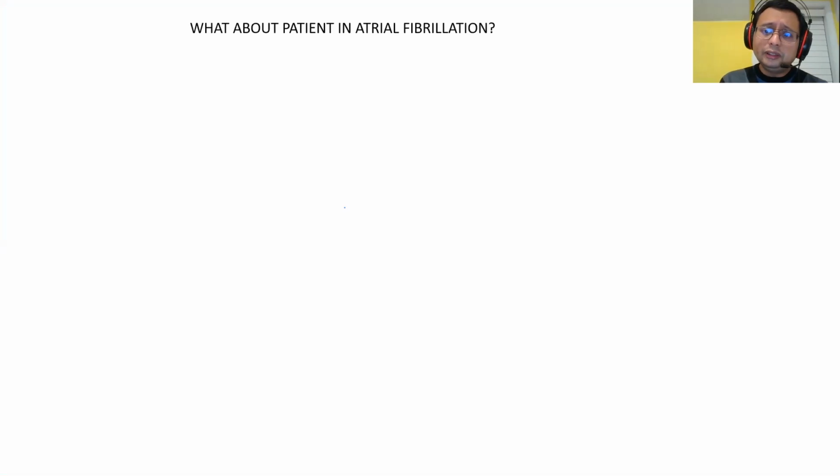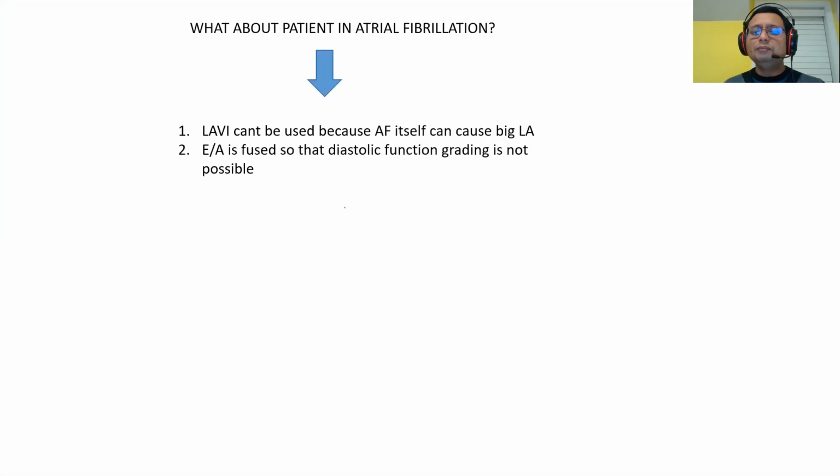What about patient in atrial fibrillation? So we talked about patients in MS and MR, okay? Now we talk about patient in atrial fibrillation, and this is easier. Most of the time, the only problem is because the E over A is fused, we just cannot grade the diastolic dysfunction. But still, we can tell whether the patient has diastolic dysfunction or not, all right? So, LAVI can't be used because AF itself can cause a big left atrium. E over A is fused, so diastolic function grading is not possible.